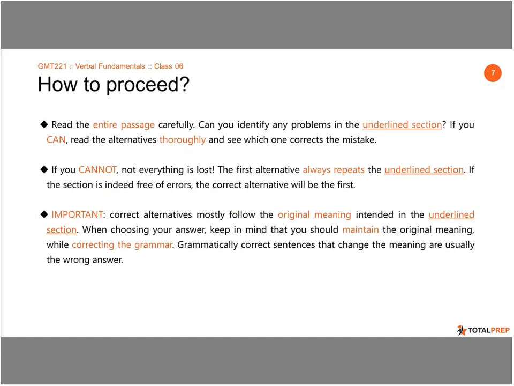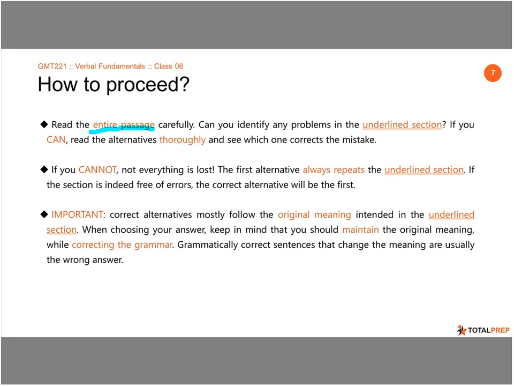So let's move on. How to proceed: read the entire passage carefully. Can you identify any problems in the underlined section? If you can, read the alternatives thoroughly and see which one corrects the mistakes. If you cannot, not everything is lost. The first alternative always repeats the underlined section. If the section is indeed free of errors, the correct alternative will be the first.